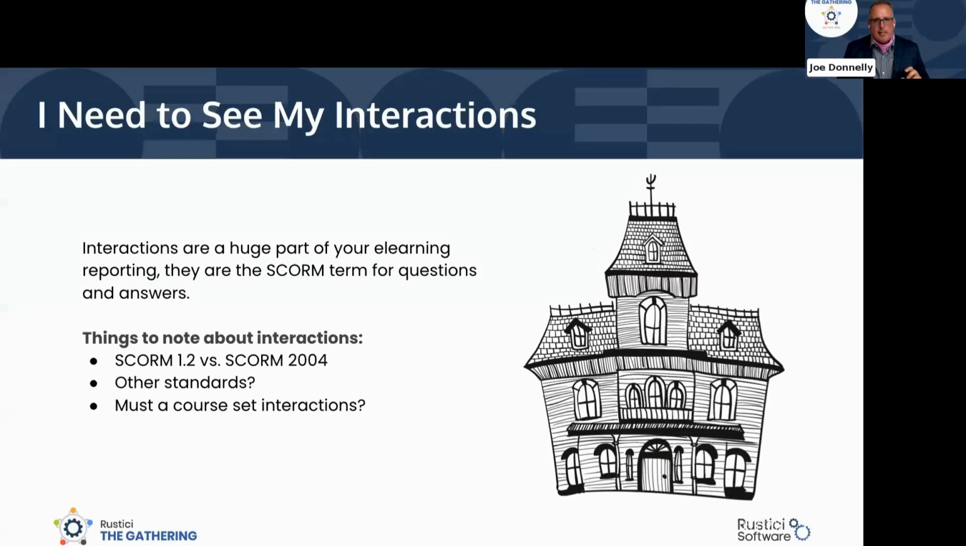Another thing that is, well, it's a thing that people want to report on: interactions. Once again, I talked about this a little earlier. Interactions, SCORM for questions and answer text. They're a giant part of reporting. People want to see the questions and answers.